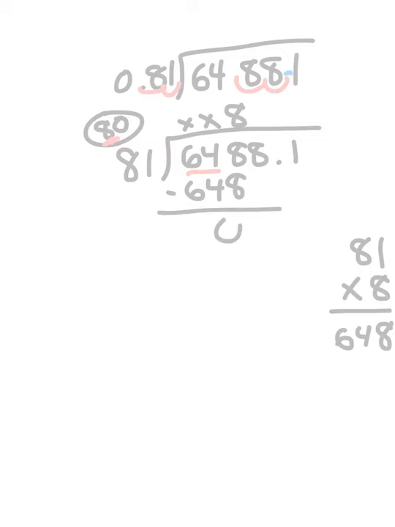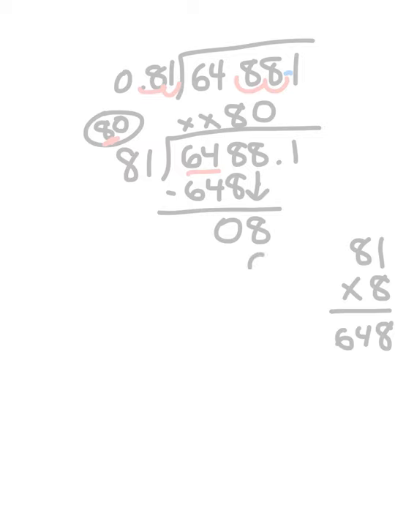I subtract, and I have 0 left over. That's okay. I can have anything less than 81 left over. So I bring down my next digit, which is an 8. Then I have to start all over again. How many times does 81 go into 8? Well, hopefully you know that it doesn't go in at all, so I'm going to put a 0 up there.